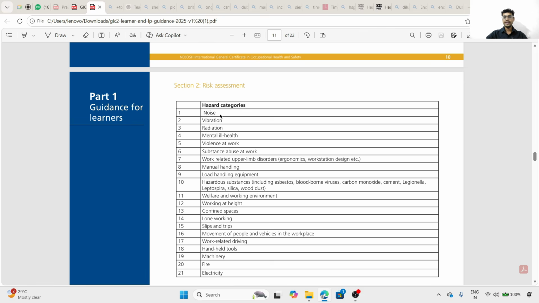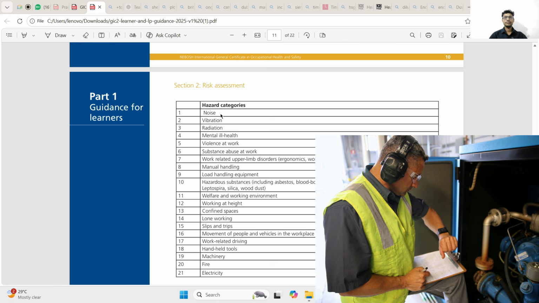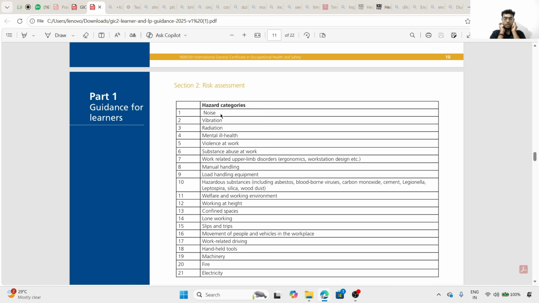We know noise hazards. If a person is working with a very noisy machine, and he doesn't have controls like earplugs or earmuffs, he may face temporary problems in the ears. His hearing capacity will become less, or sometimes it can be a major condition, depending on the noise and his condition.